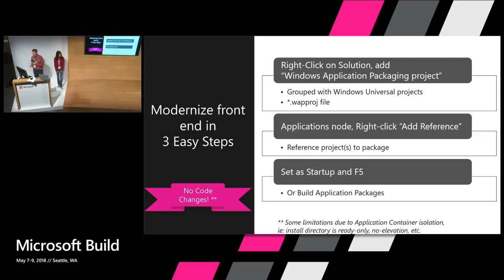For modernizing your application, the front end, it's really 3 easy steps. You add a new packaging project, the Windows Application Packaging Project, to the solution. You add a reference to the project you want to package in the Application Packaging Project. Set that as startup and then run it. Let me show you how that's done.